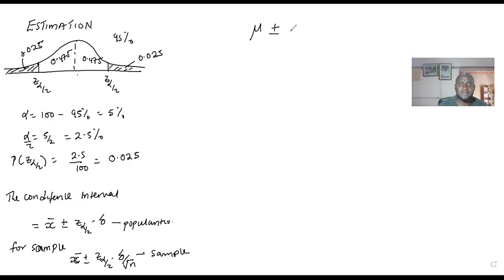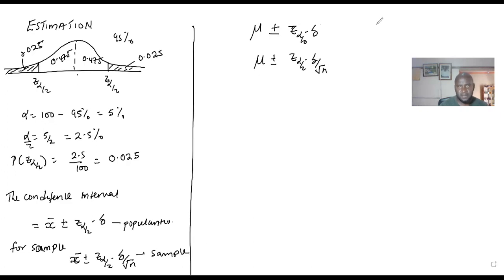Mu plus or minus Z alpha over 2 times sigma, or mu plus or minus Z alpha over 2 times sigma over root of n. So one of the given cases can be true, okay? Because you're looking for the interval within which the mean can be assumed to be lying, within the 95% confidence interval you have, that it is actually true, the mean would lie there.